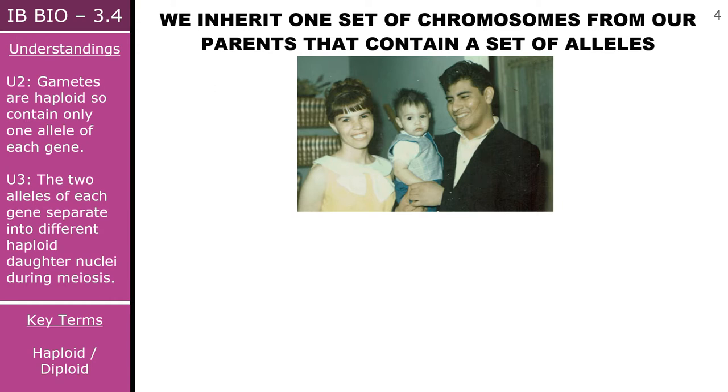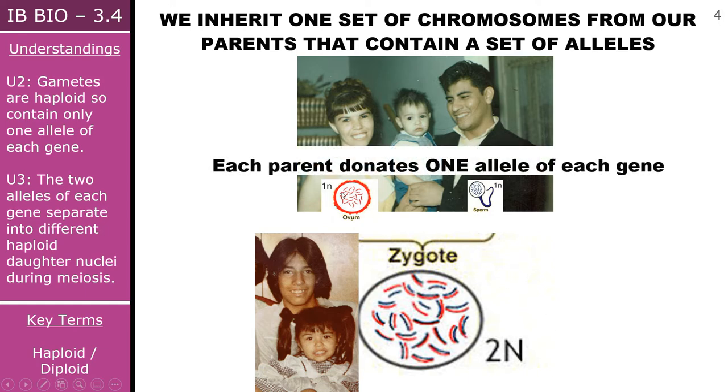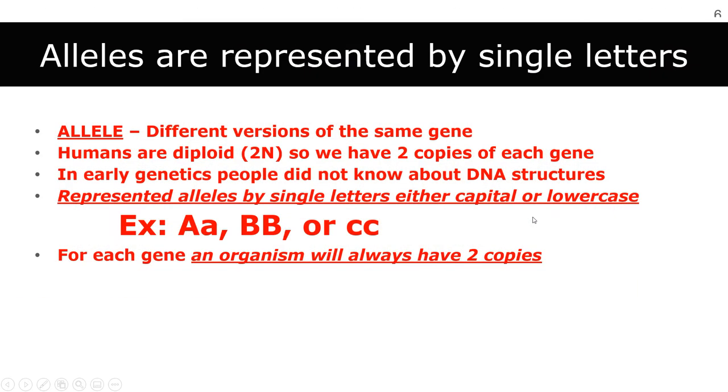So we inherit one set of chromosomes from our parents, right? That gets one set of their alleles. So mom and dad both make haploid cells, the sperm and egg, and then they fuse together to make the diploid egg, which is going to be you. Again, diploid means you have two copies of each chromosome, and haploid means you only have one. So each parent will donate one allele of each gene to their children, right?